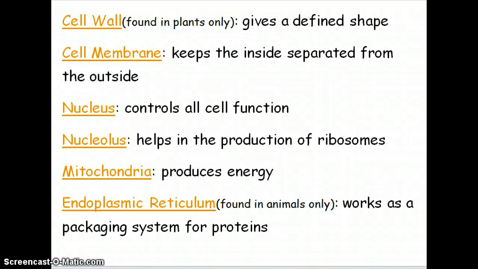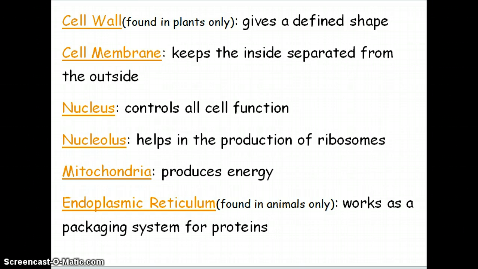Now we will spend a short period talking about the things that cells contain and what they do or what they are. A cell wall, which is found in plants only, gives the cell a defined shape. Animal cells are all different sorts of shapes, but generally plants have more of a square shape. The cell membrane keeps the inside separated from the outside. So as we will learn later on, there is cytoplasm inside cells, and in order to keep the cytoplasm inside the cell, the membrane is necessary.